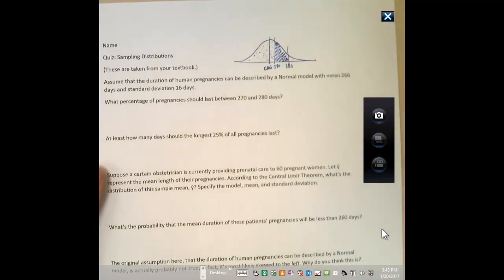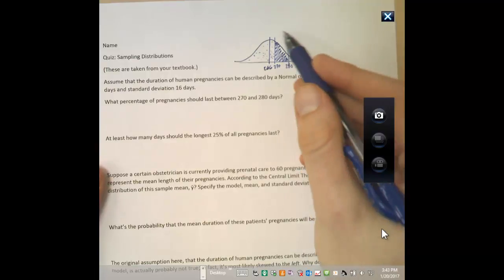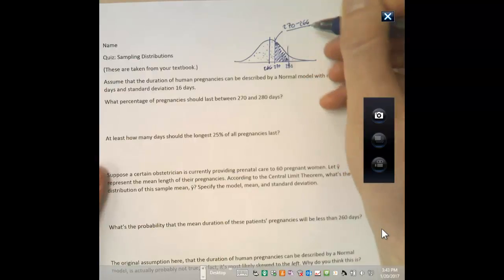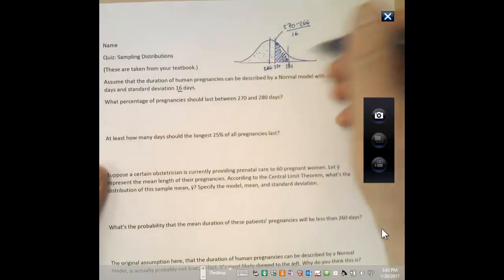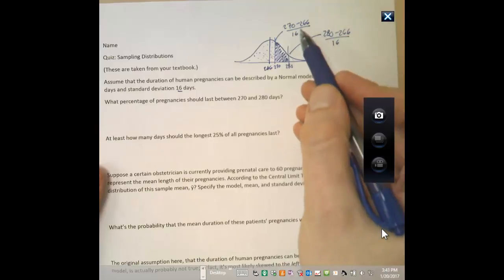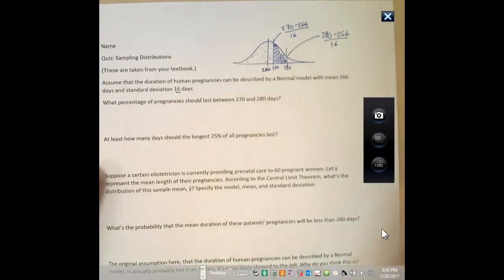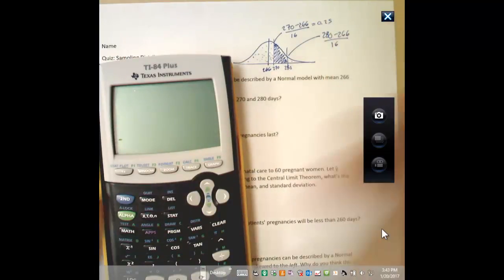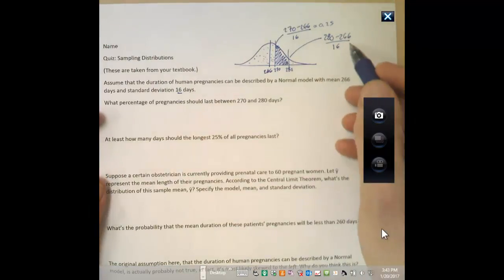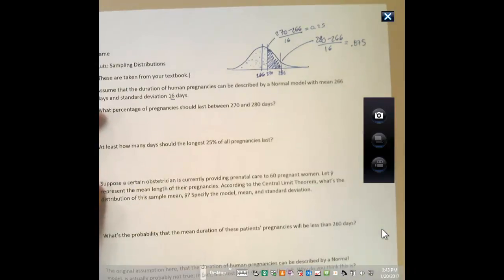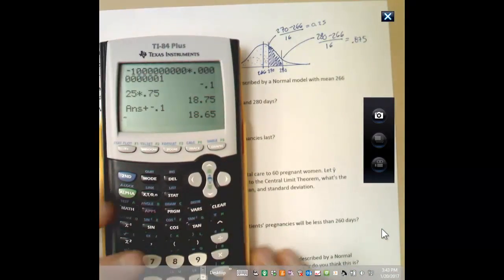So this is just a simple, semester one type of question where you just need the z-scores. You would say, I've got 270 minus 266 over the standard deviation of 16, and 280 minus 266 over the standard deviation of 16. That gives you a z-score here and a z-score there. That's 4 over 16, so that's 0.25. And that's 14 over 16, so what is that? Oh, that's 7/8, so that's 0.875.